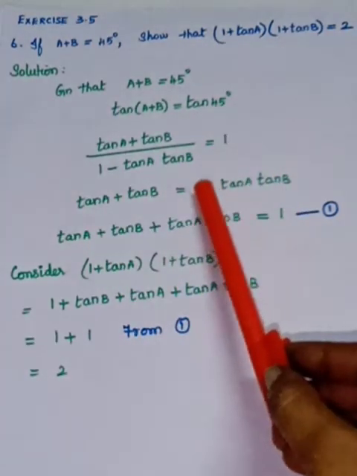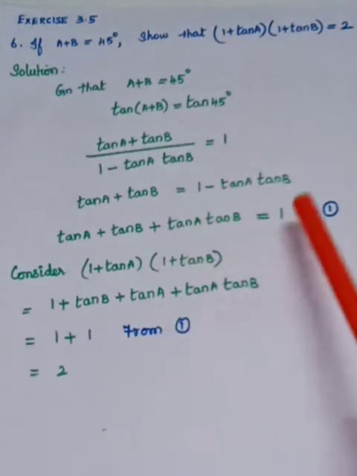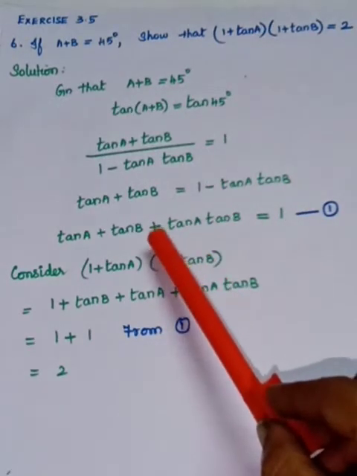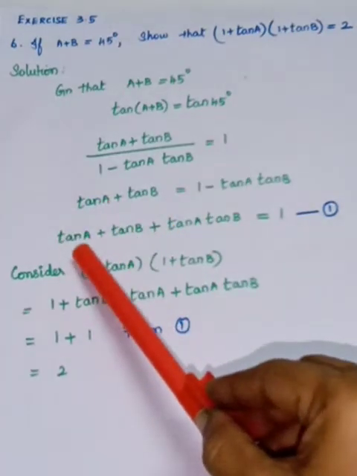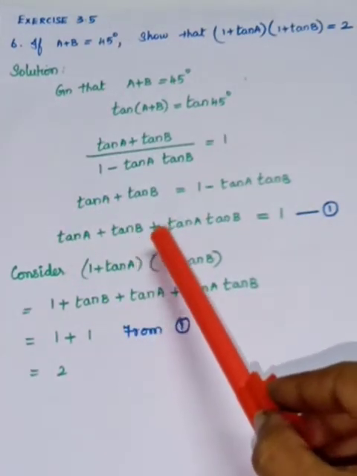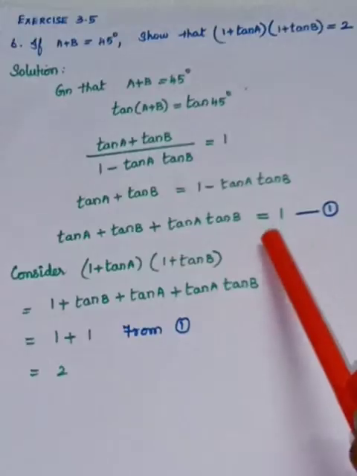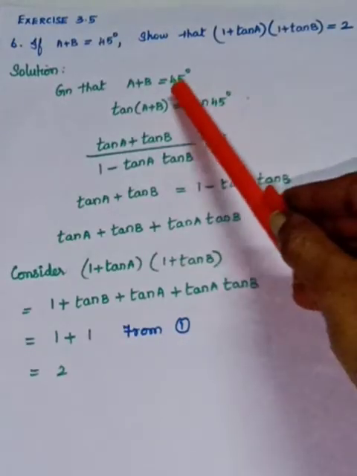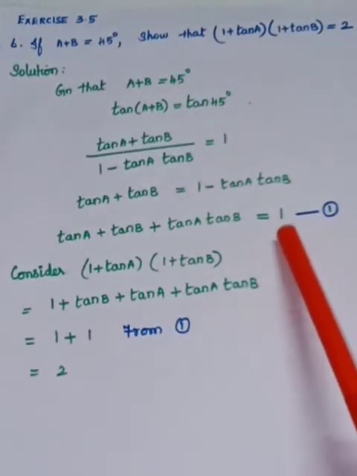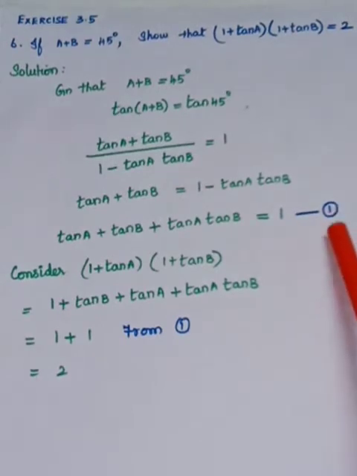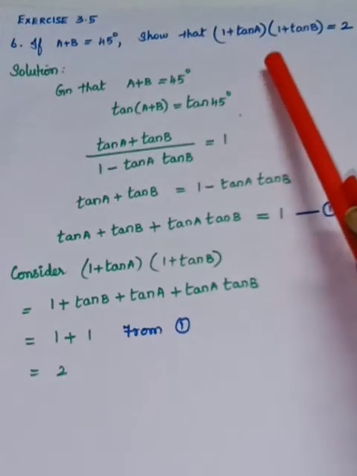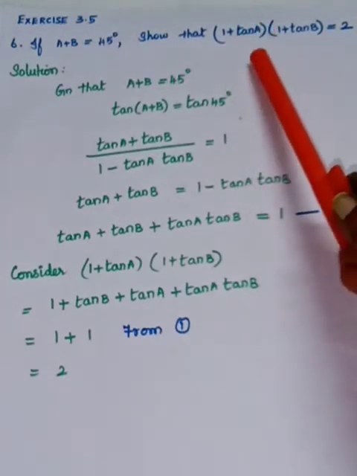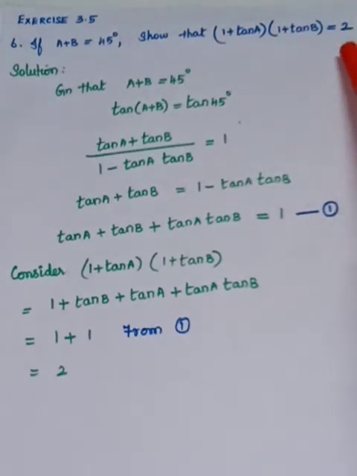So bring this term, minus tan a tan b, to the left side. But you will get plus tan a tan b. So tan a plus tan b plus tan a tan b is equal to 1. So from the given result, we arrived at this result. So you just call this as 1. And take the result that we have to prove. What we have to prove? (1 plus tan a) into (1 plus tan b) is equal to 2.